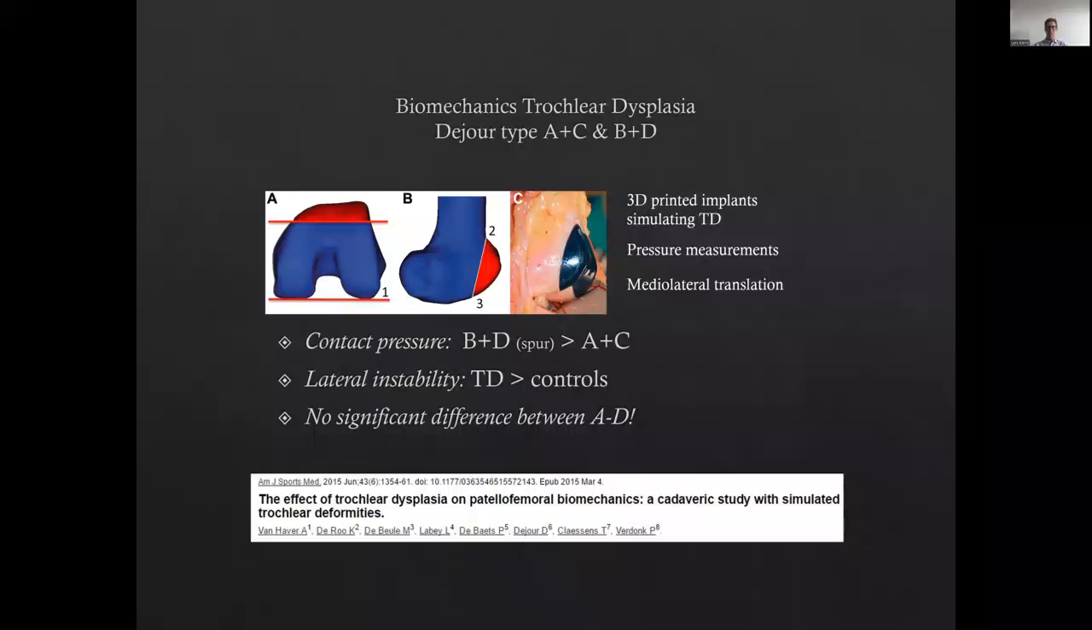And interestingly, what they found was that if there was a trochlear bump or spur, like in the B and D trochlear dysplasia, there was a higher contact pressure compared to A and C. However, in respect to instability, there was no difference between A, B, C, and D. So you can say the Dejour classification is good for when we're talking about pain issues, but not in instability issues. And that is normally why we do trochleoplasty studies, for instability.